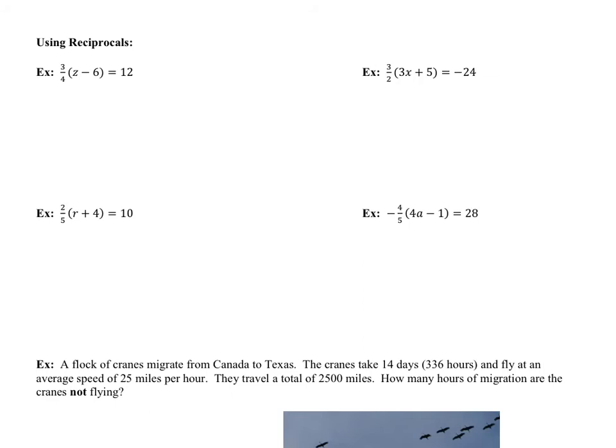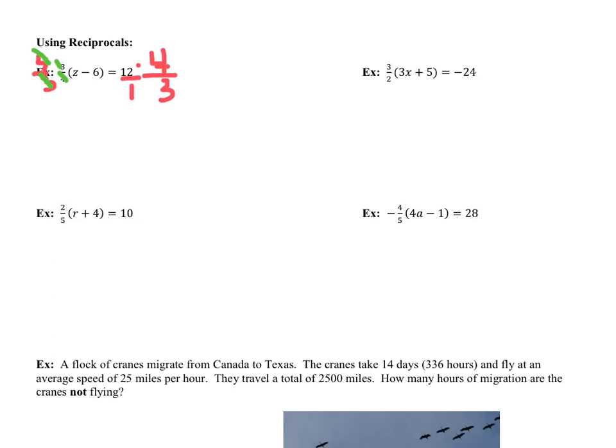So instead of multiplying by 3/4, what I'm going to do is get rid of the 3/4 by doing what we learned the other day, which is to multiply by the reciprocal. So I'm going to multiply both sides by 4/3. So you can see that your 4's would cancel and your 3's would cancel, so now you're just left with z minus 6. And then whatever you do to one side, you have to do to the other. So I would multiply this side by 4/3.